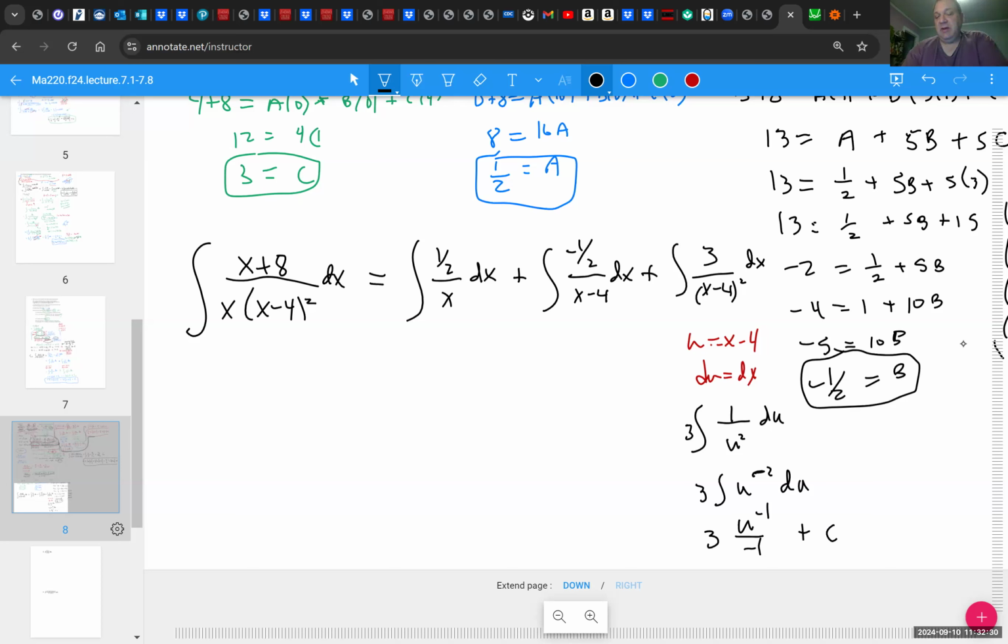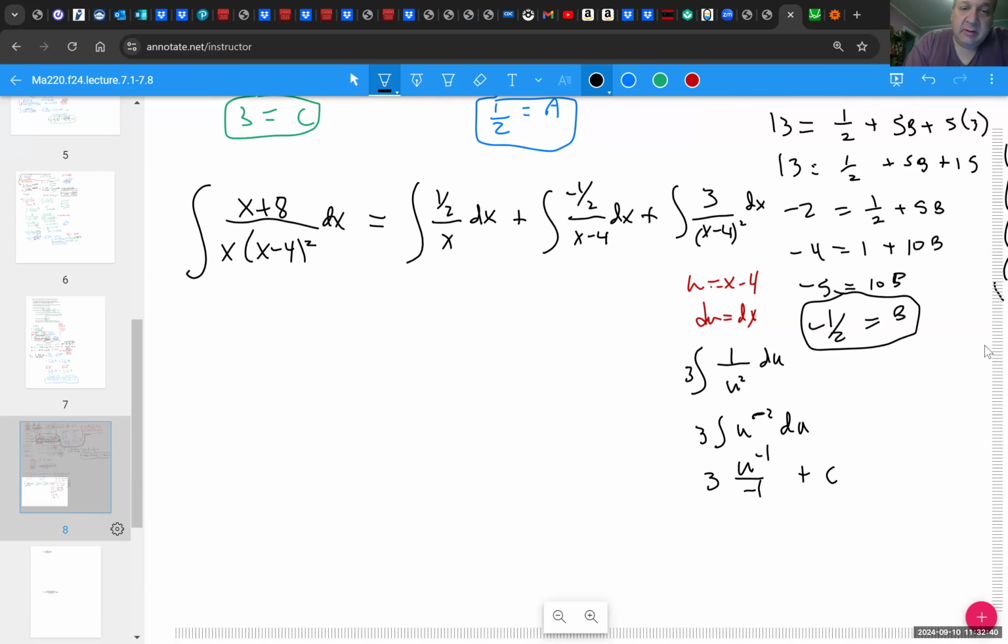So it ends up being a similar kind of strategy. I'm going to let you guys do the other 2. You probably have an idea and intuition about what it's going to be. This first one over here is going to be 1/2 ln x. You don't have to do any substitution to get that one. This one's going to be -1/2 ln of x minus 4.